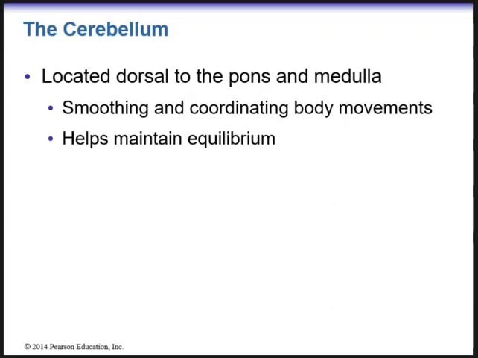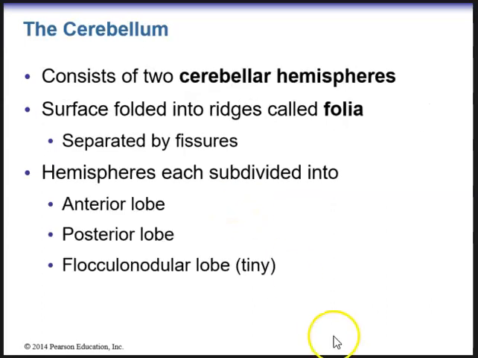We have the cerebellum. This is located dorsal to the pons and the medulla. Cerebellum, again, responsible for smoothing and coordinating body movements and helps maintain equilibrium. So the cerebellum consists of two cerebellar hemispheres. The surfaces are folded into ridges called folia, and these folia are also separated by fissures. The hemispheres are then further subdivided into lobes. So we have anterior lobe, posterior lobe, and a flocculonodular lobe, or a tiny lobe. So these are the three different lobes of the cerebellum.